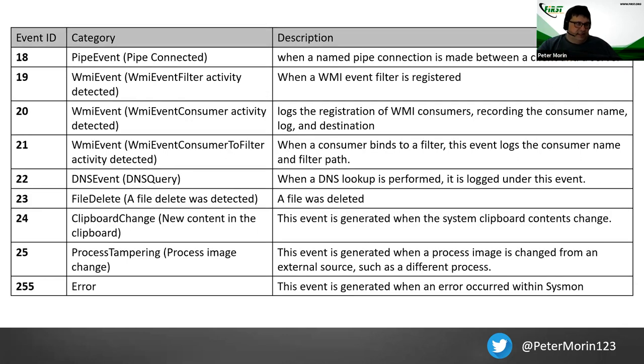Our new ones are our DNS events, or event 22. And then in the new versions, we have these clipboard changes. So when there's new content that's been added to the clipboard, we're going to get an event ID 24, as well as this new process tampering event that was added in recent versions. So as you can see, we've got a whole list of new event IDs that we have to worry about. But the good thing is, and it's not to say stop using your native event logs, there's reasons to use those, but these are totally separate, and you don't have to worry about the confusion between the two types of event logs.